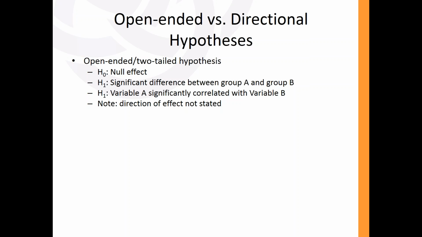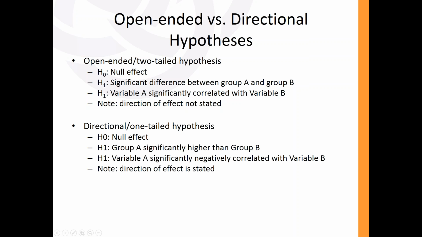But your alternative hypothesis, the subscript is sometimes 1, sometimes it's a capital A for alternative. Anyway, that's not all that important. You could say that there's a significant difference between group A and group B on some variable. Another alternative is that variable A is significantly correlated with variable B, but notice you're not saying the direction of the effect. So this is directly addressed with a directional hypothesis.